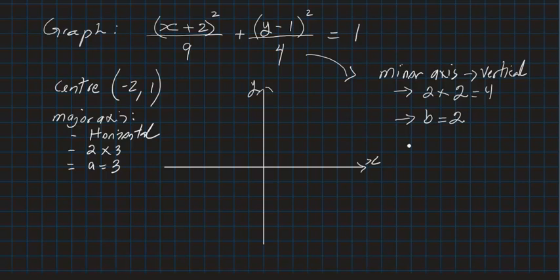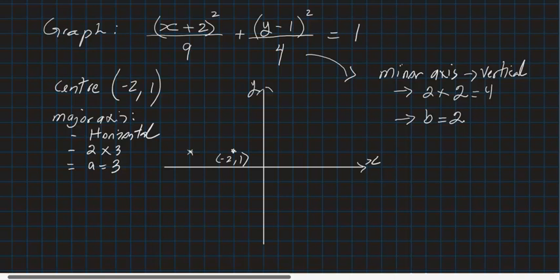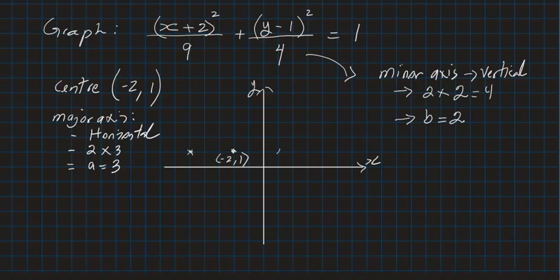Now how are we going to graph that? First, the center. The center is minus 2 and positive 1. That's the first coordinate that we're going to punch in. So this is minus 2 and positive 1. And then we're going to use the major and minor axes. From the center, we're going to go to the left 3: 1, 2, 3. That's one point on the ellipse, the end point, and then 1, 2, 3 to the right of the center. So that's the horizontal elongation of the ellipse.